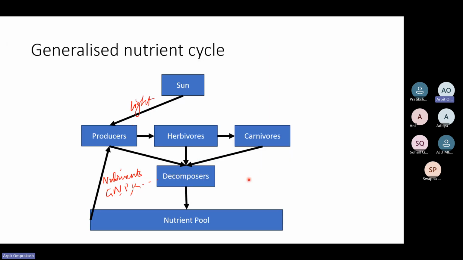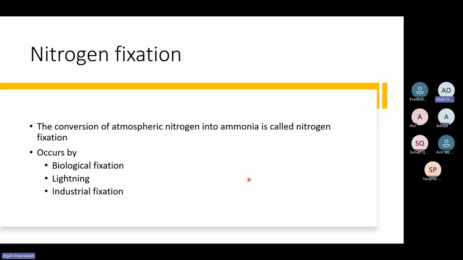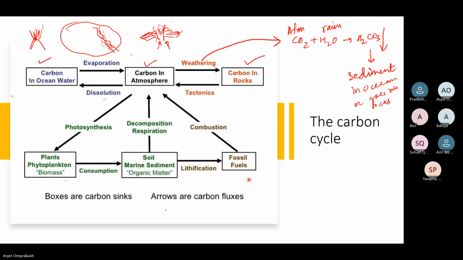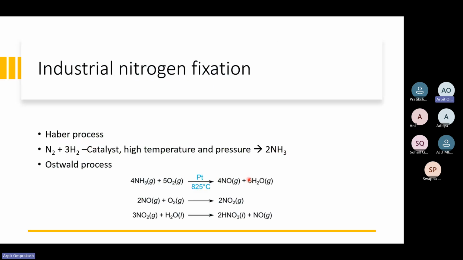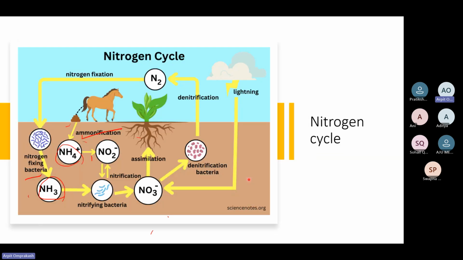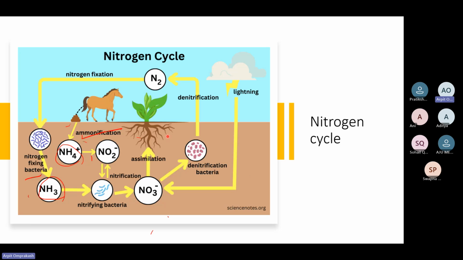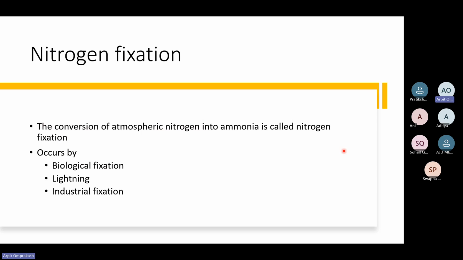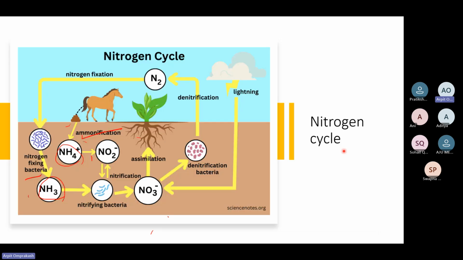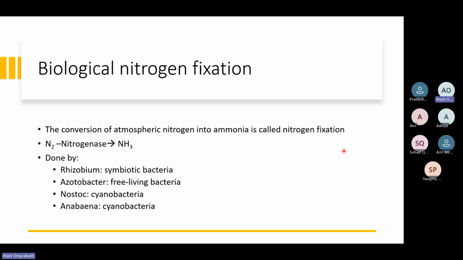You can see similarities across different cycles such as the nitrogen cycle, carbon cycle, water cycle, and phosphorus cycle. In the nitrogen cycle, we have many different steps. The first thing is nitrogen fixation. Nitrogen that is present in the atmosphere needs to be converted into a form that can be present in the soil, so basically conversion of atmospheric nitrogen into ammonia. It can occur by biological fixation. Lightning can also lead to nitrogen fixation, and nowadays we have industrial fixation where we are producing this as fertilizers.